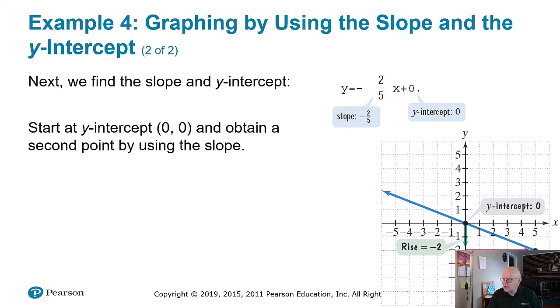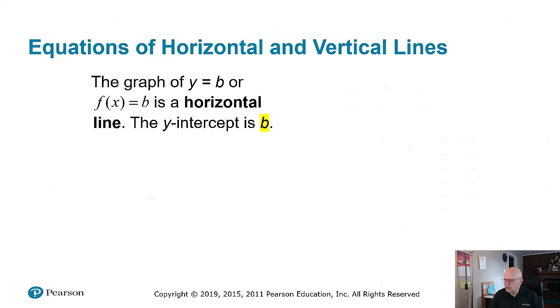You can follow this, I hope. We've got another one that goes through the origin because the y-intercept is 0. There's the rise over the run, and so on. Now, here's a new topic within this topic, a subtopic I guess you would call it: horizontal and vertical lines.